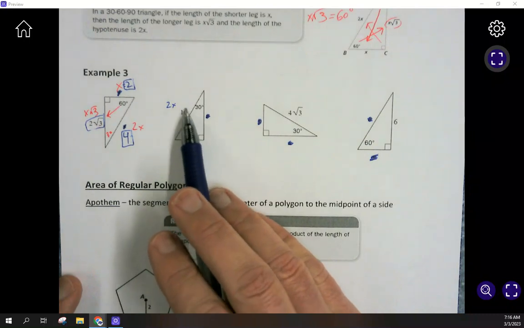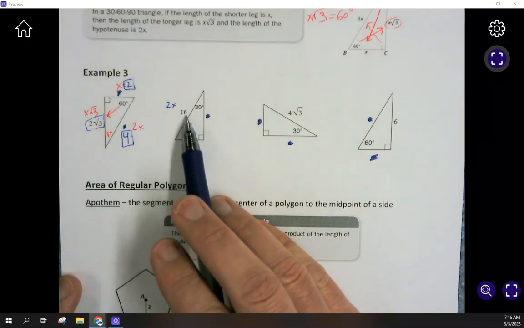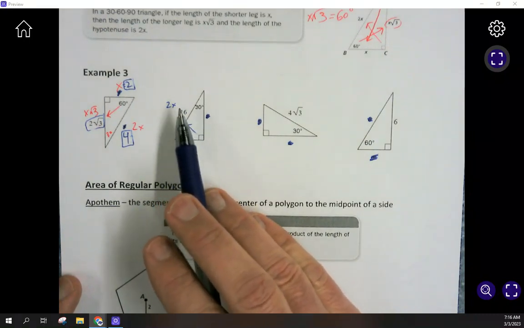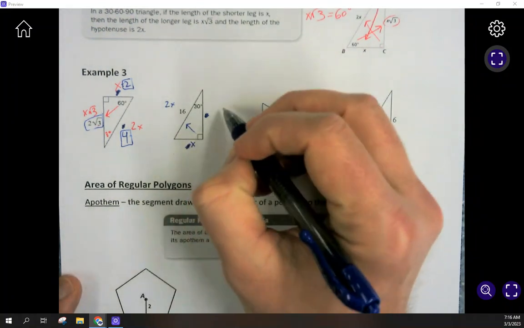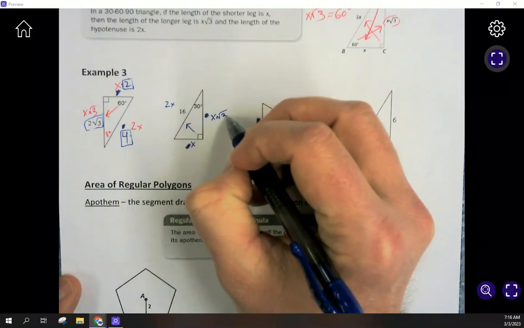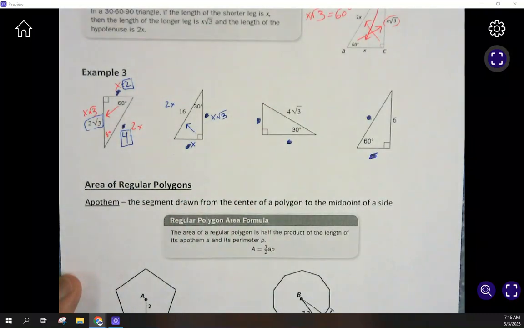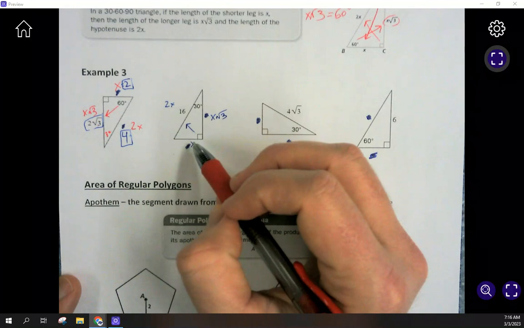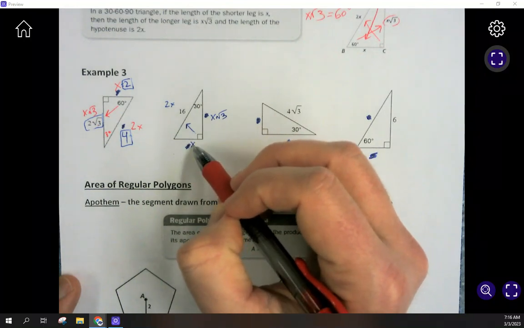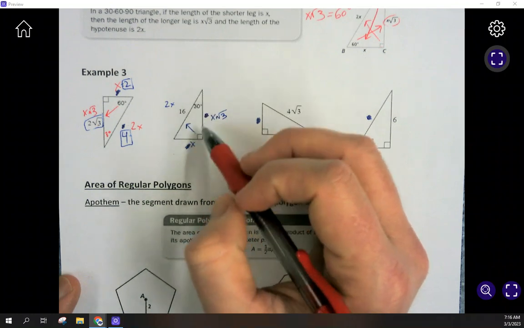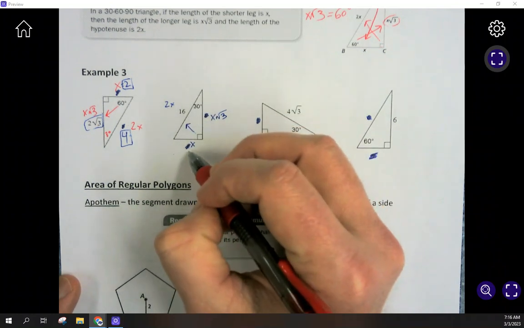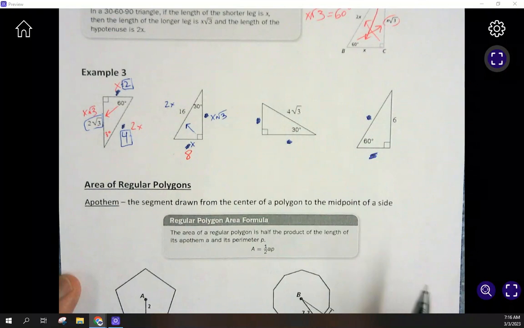But in this section, we've got the 16 on the hypotenuse. That's 2x, so that's twice the size of whatever x is. X is going to be across from the 30. This is going to be your x radical 3. That's across from 60. So if 2x is 16, x is going to be half the size. The hypotenuse is always double the size of the shorter leg across from 30. So if this is 16, I know that this side is 8.